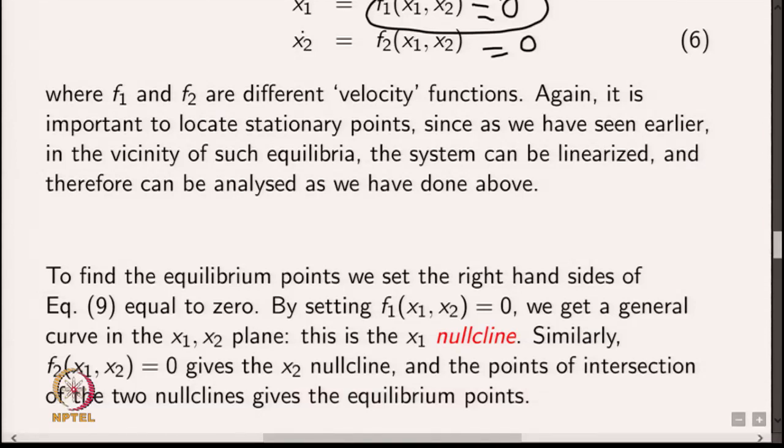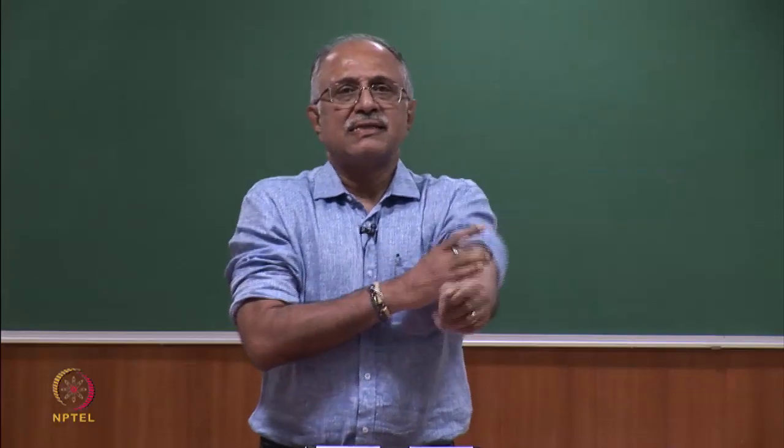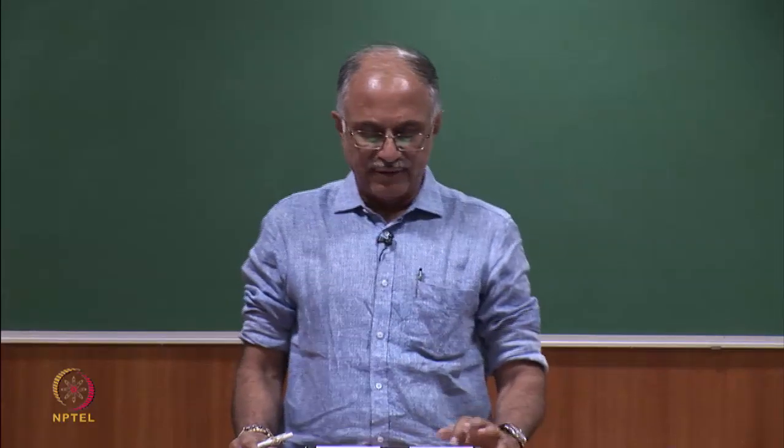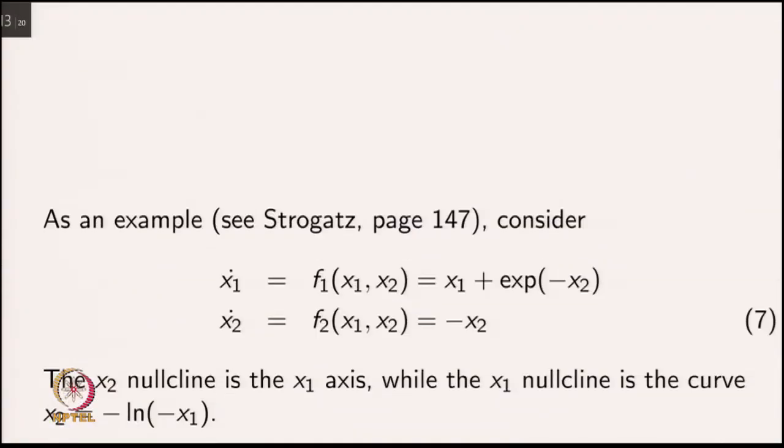Similarly, if you take f2 of x1 and x2 equals 0, this gives us the x2 null-cline, and the points of intersection of the two null-clines will give us the equilibrium points of this system. So, the intersection of the two null-clines will give us the equilibrium points.